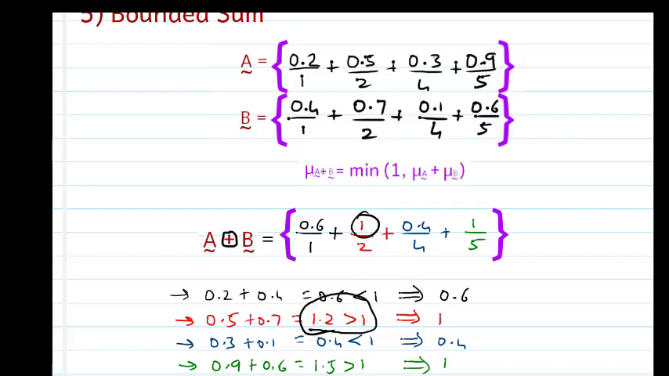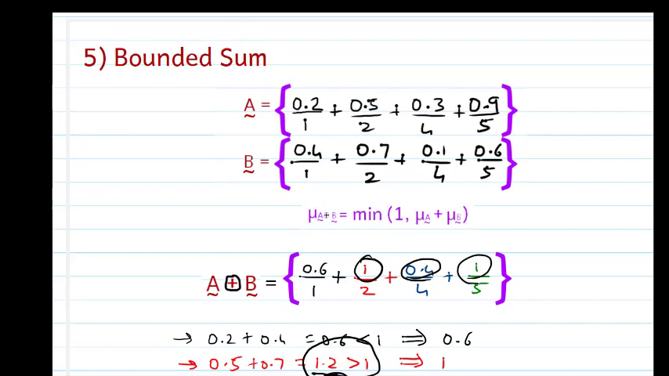In the fourth case, 0.3 plus 0.1, we get 0.4, which is less than 1, so we write 0.4 here. And in the last case 0.9 plus 0.6 is actually 1.5, which is greater than 1, so we write 1 here. So this is how we do the bounded sum.